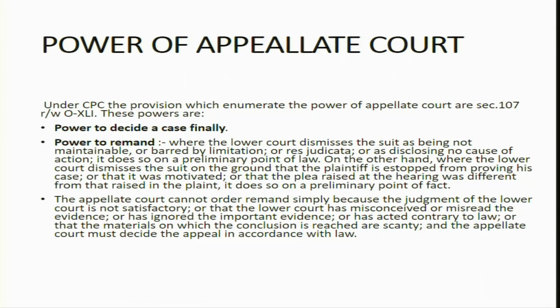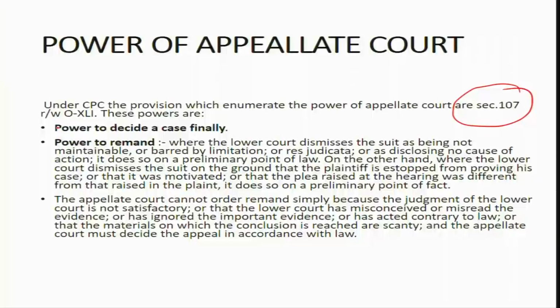This is the power of the appellate court, whether first appellate court or second appellate court, and this is very important. So far I have discussed only the meaning as well as different provisions of appeal: first appeal, second appeal, appeal to Supreme Court, appealable order and appeal by an indigent person. But this is very important. Section 107 specifically lays down these provisions: what are the powers of the appellate court, and how and what power can be exercised by the appellate court. You have to pay attention over there.